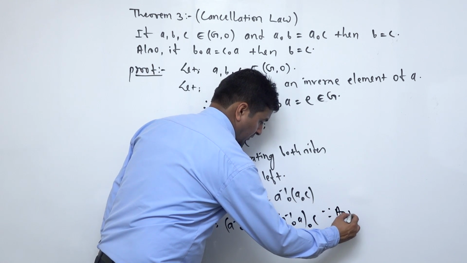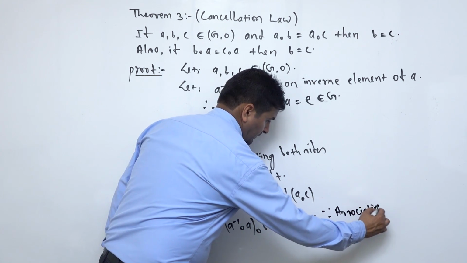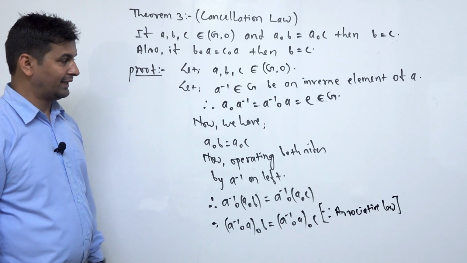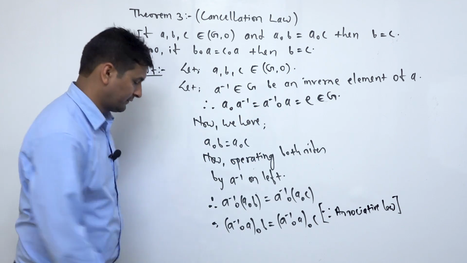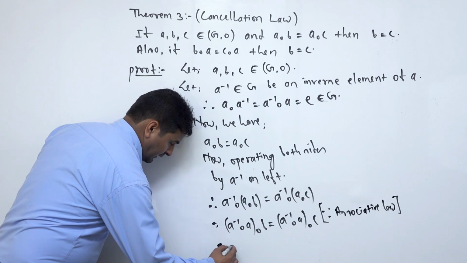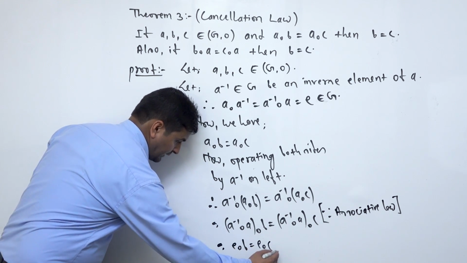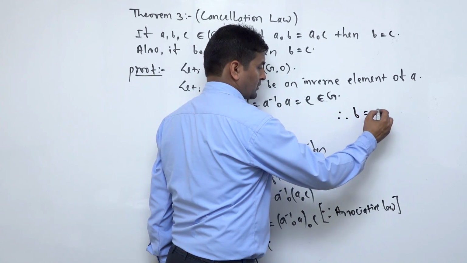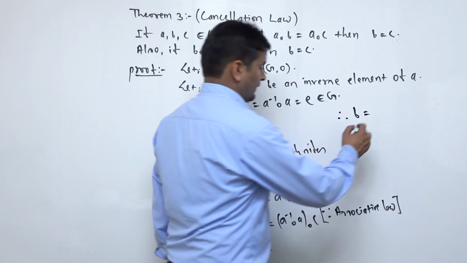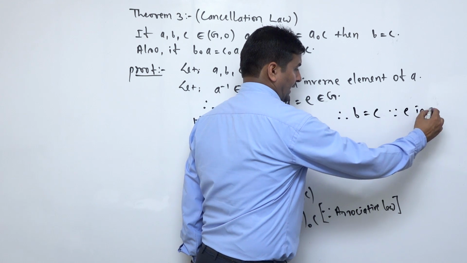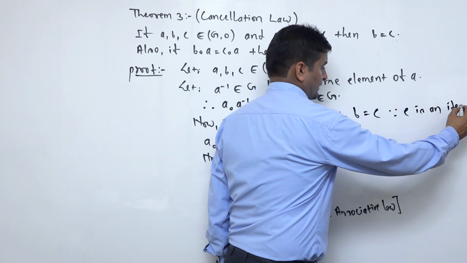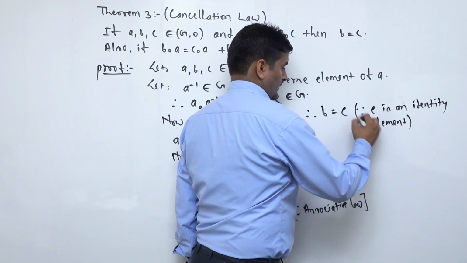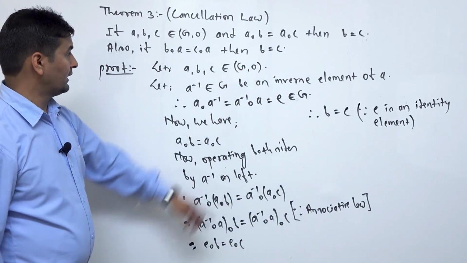Since we use the associative law, now A inverse ∘ A means E. A inverse ∘ A is equal to E, or E ∘ B equals E ∘ C. E ∘ B is B, and E ∘ C is C. Since E is an identity element, B equals C. We prove B equals C.